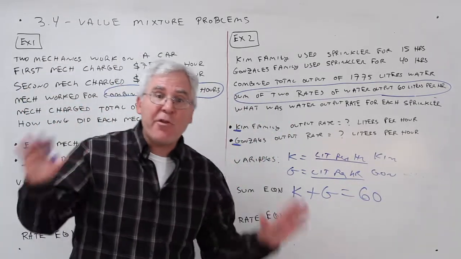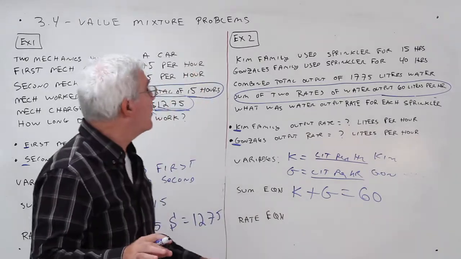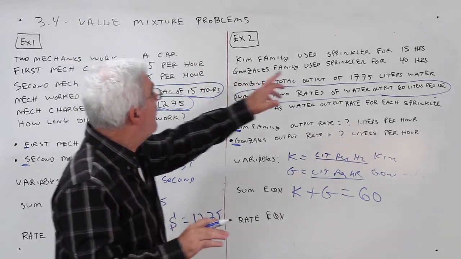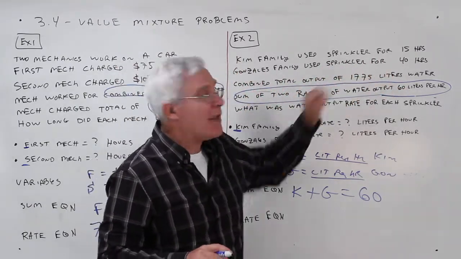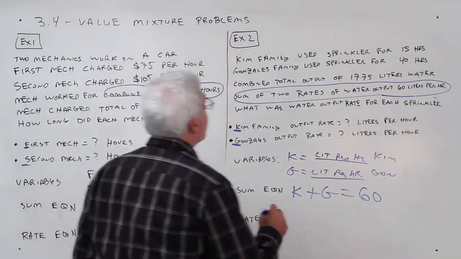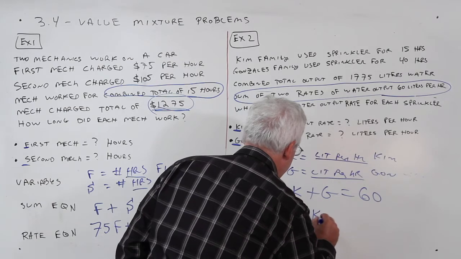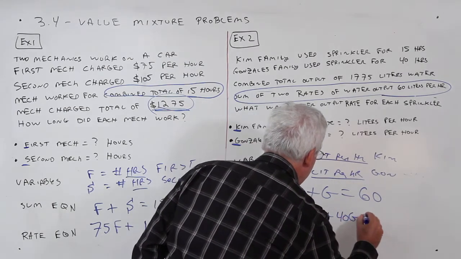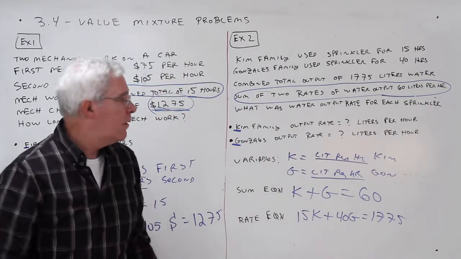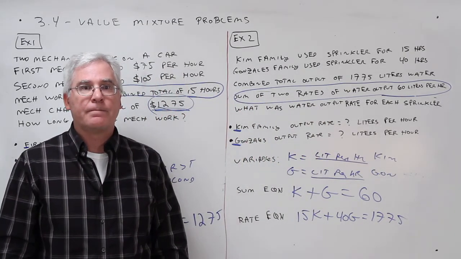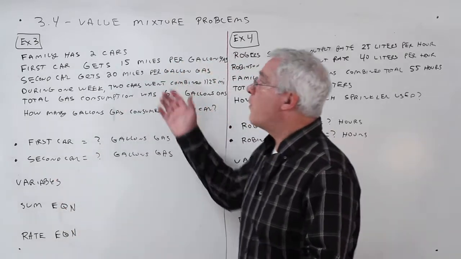Now I'm going to look at the other sentences to get the rate equation. So I'm going to have a 15K plus a 40G equals a 1775. Okay, a couple more examples.